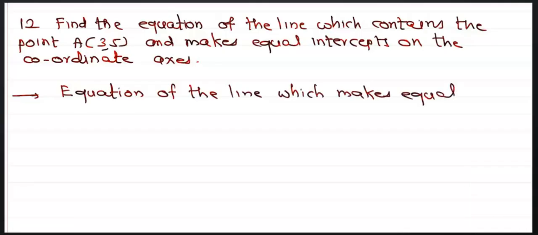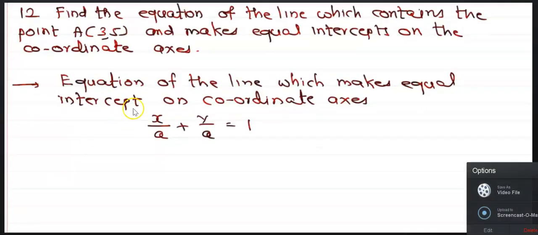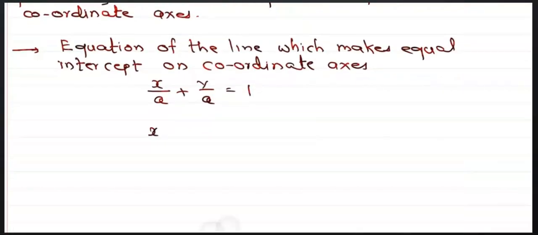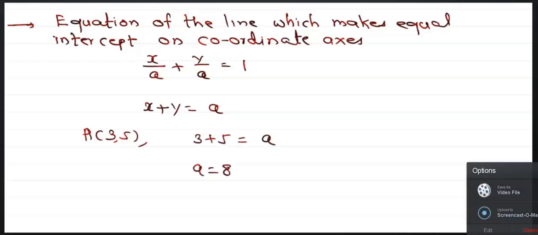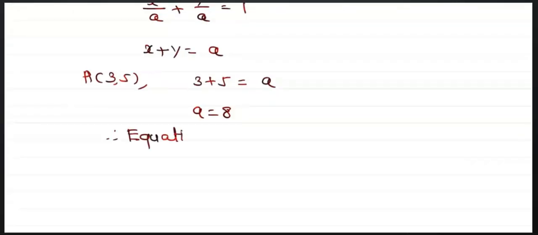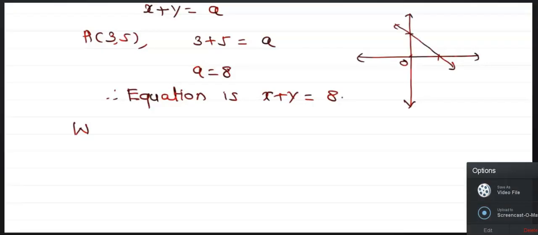The equation of the line which makes equal intercept on the coordinate axis is x upon a plus y upon b is equal to 1. Therefore x plus y is equal to a. Now that point A(3, 5) lies on that line. It satisfies the equation. Therefore a is equal to 8. Now the equation is x plus y is equal to 8.